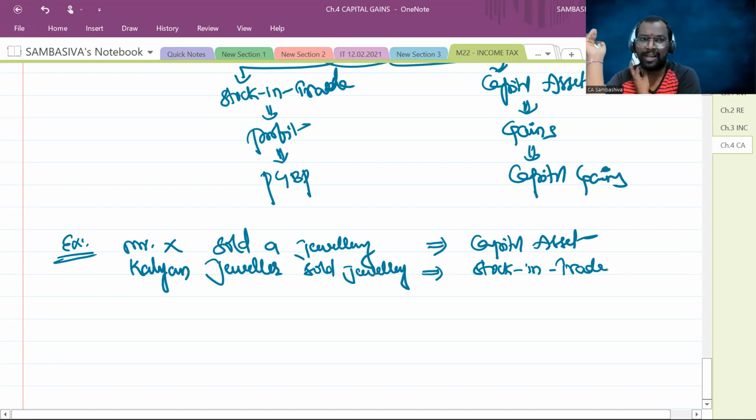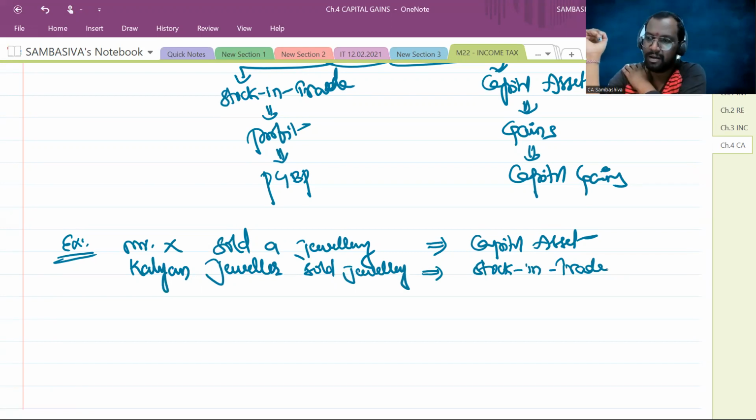For Mr. X, for a common person like us, if I sold jewelry, for me, jewelry is a capital asset. If I get any gains on transfer of such jewelry, capital gains comes into the picture. I need to pay the capital gains tax. But when it comes to a Kalyan jeweler, Joy Lucas, Tanishq, buying and selling of jewelry is a business activity. For them, jewelry is a stock in trade. So to treat a particular asset as a stock in trade or as a capital asset, it purely depends upon the nature of the business you are doing.